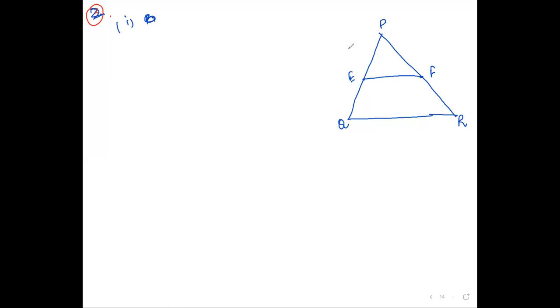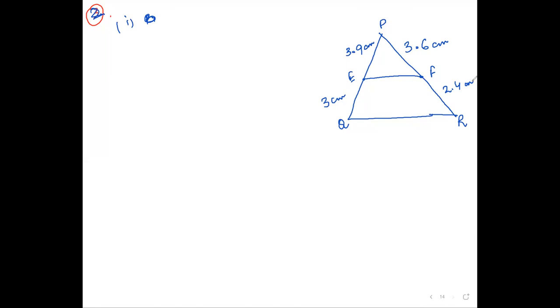So PE is given 3.9 centimeter. EQ is given 3 centimeter. PF is given 3.6 centimeter. FR is 2.4 centimeter. Now you have to check whether EF is parallel to QR. So which theorem can I make use of here, Sarah?